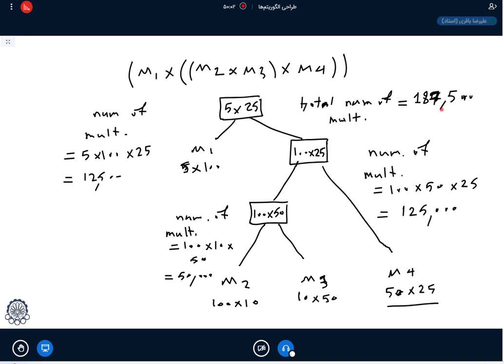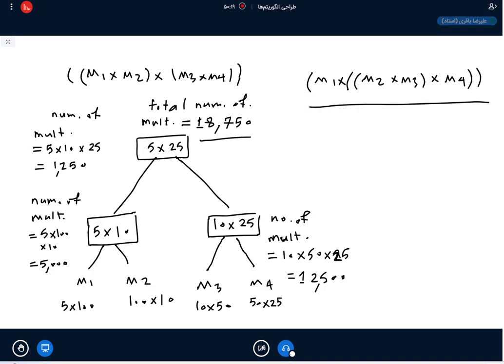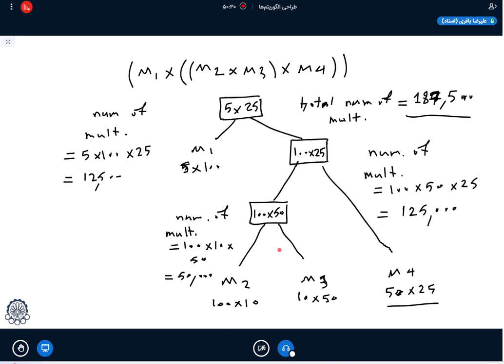So we have 187,500 multiplications. This is 10 times bigger than the previous one. The previous one was 18,000. The second one is 180,000. Okay, so it is 10 times bigger than the previous one.